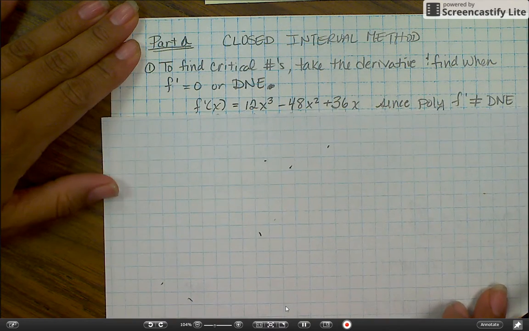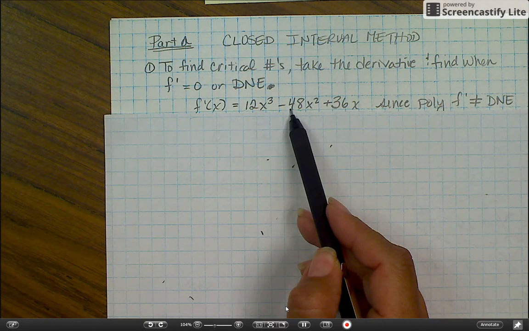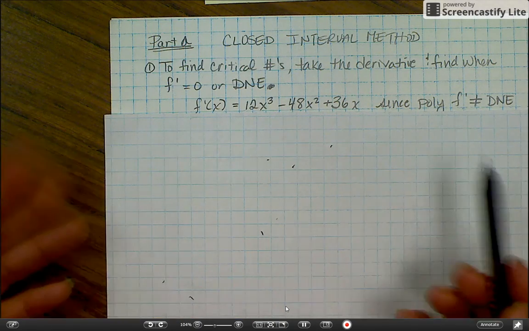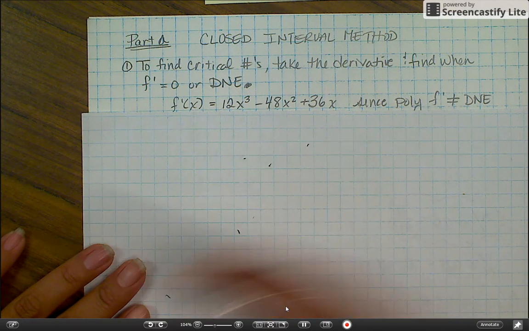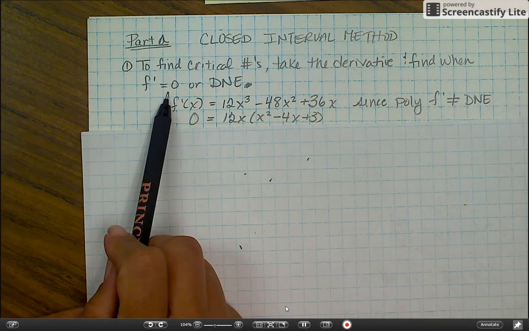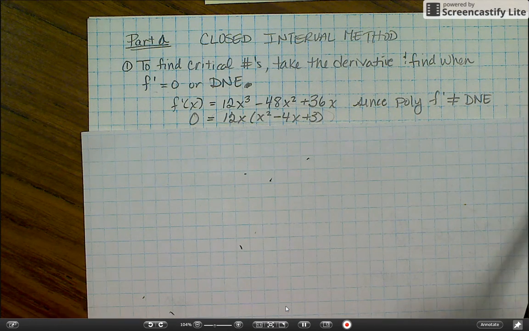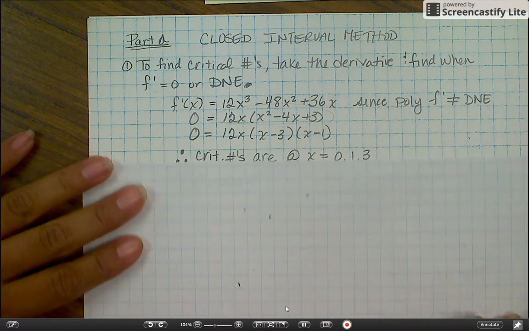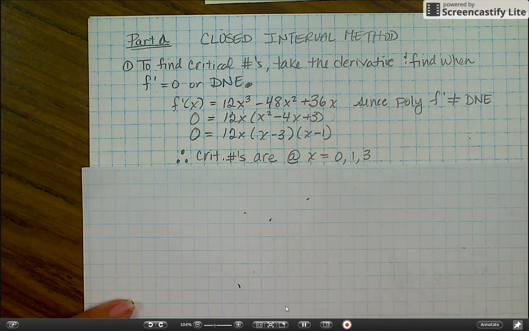When you take the derivative of the original function, this is what you get: 12x cubed minus 48x squared plus 36x. Since this is a polynomial, there is not going to be a point where the derivative does not exist, because a polynomial is a nice smooth curve. So now we set it equal to 0. I already started factoring, and when I factor, this is it completely factored down. So now I found the critical numbers. The critical numbers are x equal to 0, x equal to 1, and x equal to 3.